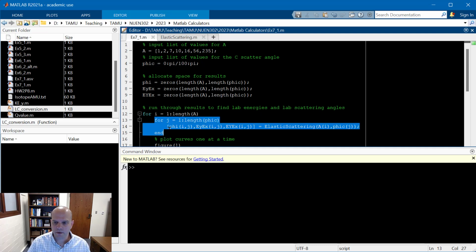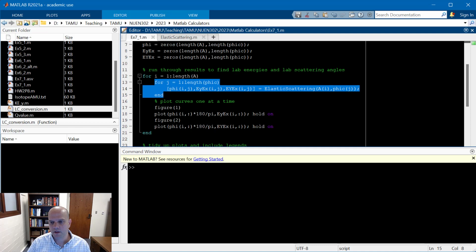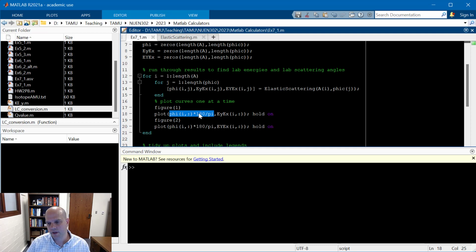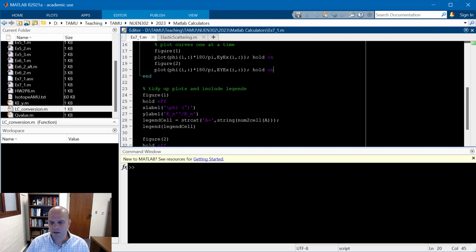And as soon as I've gone through a single a value, and I've gone through the entire vector of phi sub c, I'm going to plot those results. And I'm going to repeat that again and again for each value of a. So I've got 2 figures going to pop up here. I'm plotting phi, converting here to degrees from radians. In the first one, I'm plotting that relative decrease in kinetic energy of the neutron. And in the second one, I'm plotting the relative increase of kinetic energy in the target. And then I just tidy them up, put a legend on there, labels on the axes, that sort of thing.